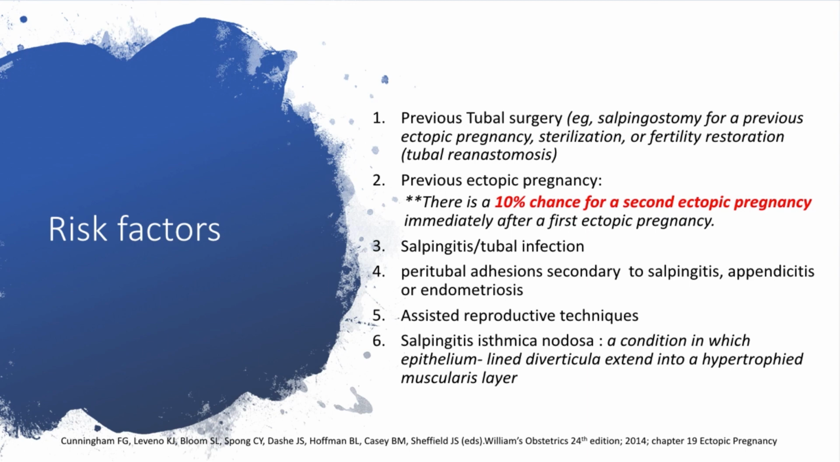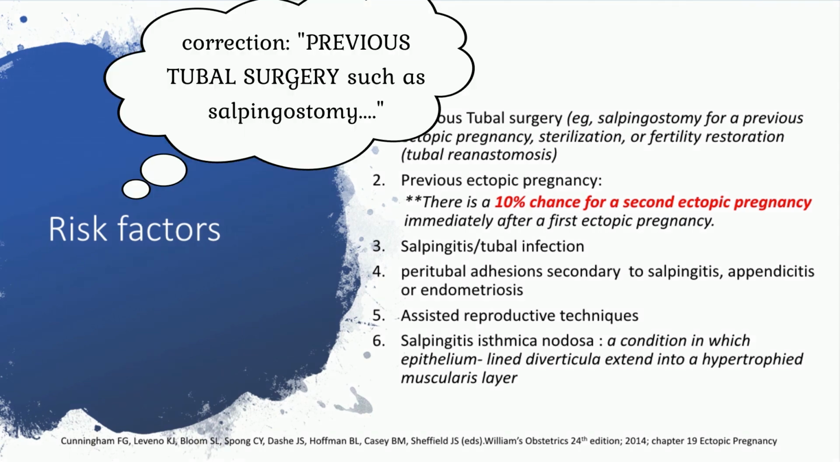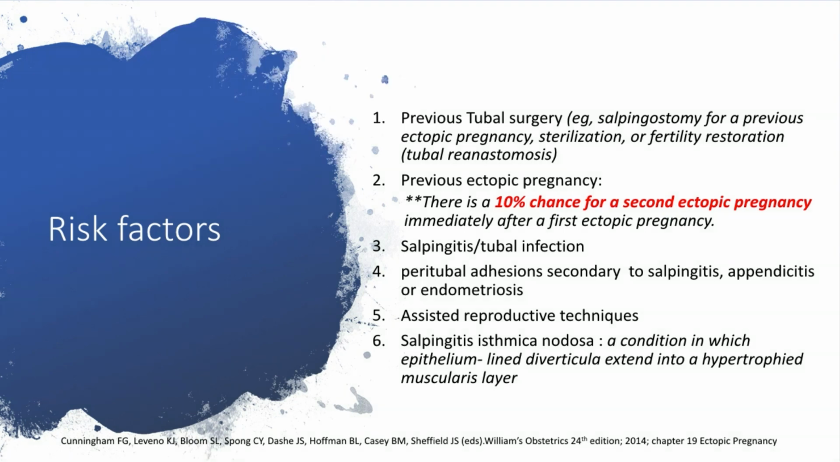So what are the risk factors for an ectopic pregnancy? First, of course, is a previous tubal pregnancy. For example, a patient who underwent salpingostomy for a previous ectopic pregnancy, sterilization, or fertility restoration such as a tubal reanastomosis. Also, a risk factor is a previous ectopic pregnancy, and literature states that there is a 10% chance for a second ectopic pregnancy immediately after a first ectopic pregnancy.